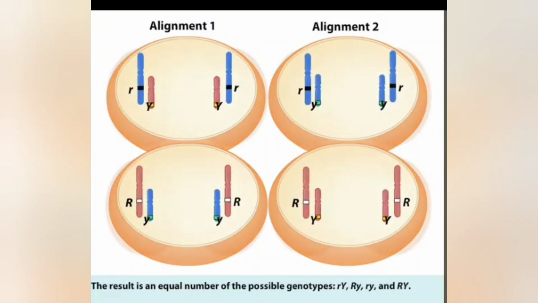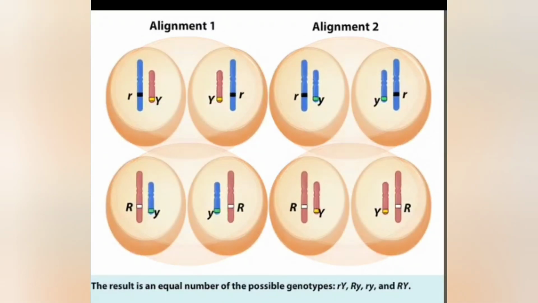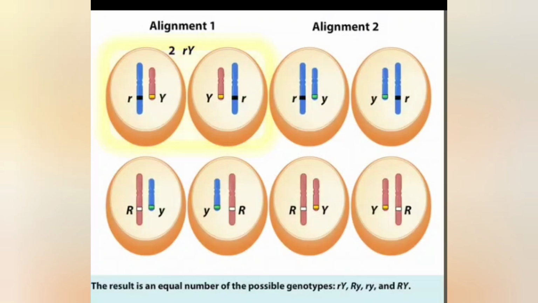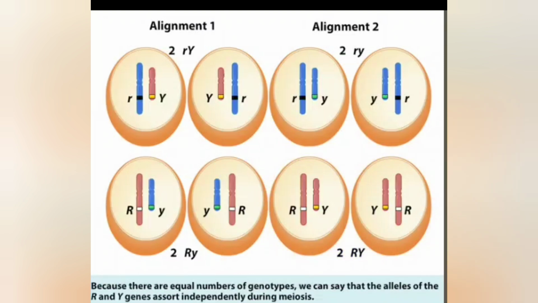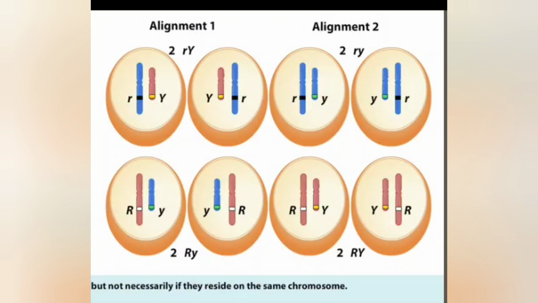The result is an equal number of the possible genotypes: little r big Y, big R little y, and big R big Y. Because there are equal numbers of genotypes, we can say that the alleles of the R and Y genes assort independently during meiosis. Note that alleles of different genes always assort independently if the genes reside on different chromosomes, but not necessarily if they reside on the same chromosome.